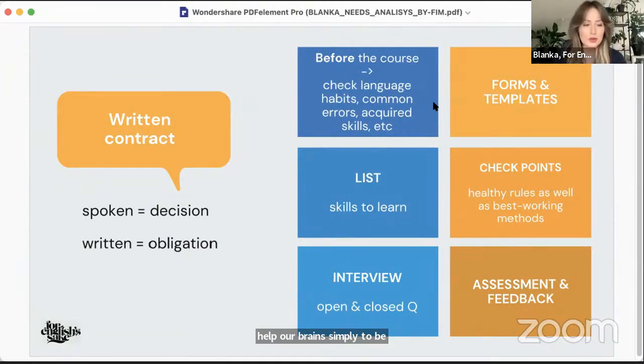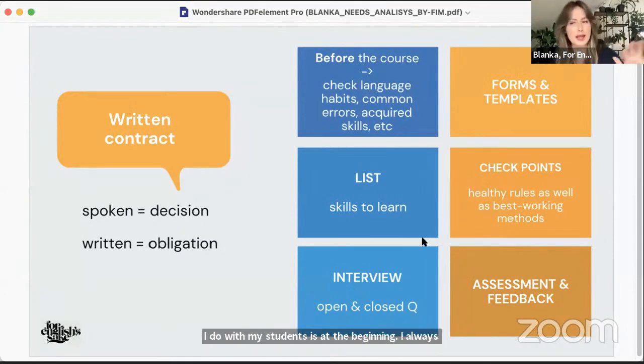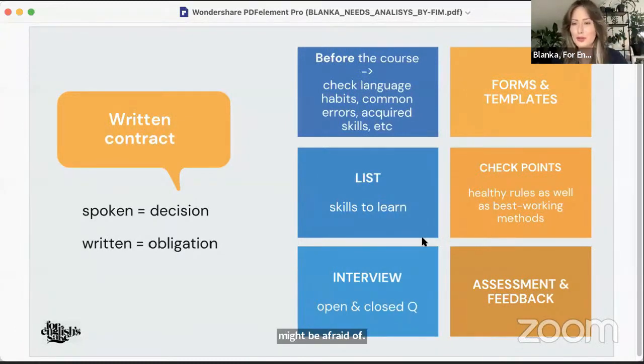What I do with my students is, at the beginning, I always create a written contract. Why? Because when we just speak about it, it's a sort of decision that they might be afraid of after some time, or simply they might forget because of the amount of information they process. On the other hand, when you write something down, it serves as a sort of obligation.